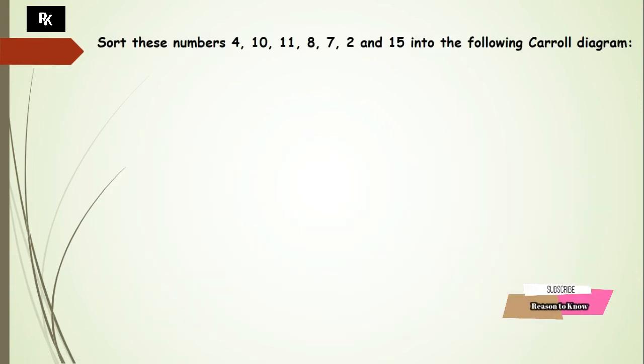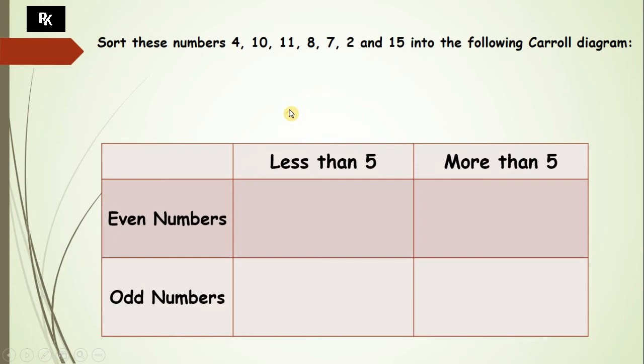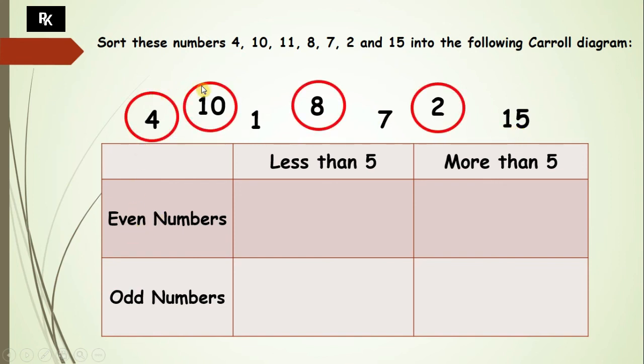Now let's move to another example, that is sort these numbers 4, 10, 1, 8, 7, 2 and 15 into the following Carroll diagram. Here is my Carroll diagram, and according to this Carroll diagram I have to sort the numbers that are even, odd, less than 5 and more than 5. My numbers are 4, 10, 1, 8, 7, 2, 15. First circle the even numbers. So these numbers are even.